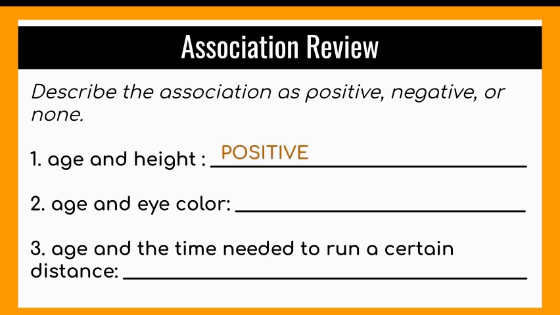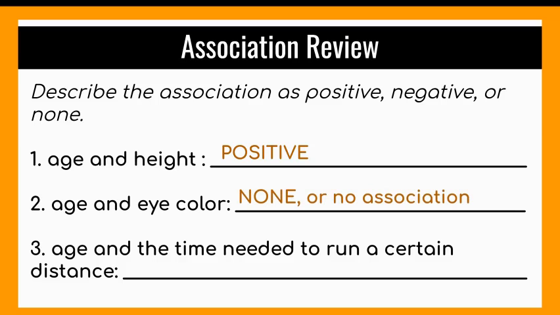Yes, I understand that after a while, when we get to adults, this is not the case. But in general, basically up through high school, we'll say as your age increases, so does your height. Age and eye color. There is absolutely nothing to do with age and eye color. They're not related in any way. So we're going to say none, or there's no association because they have no relationship.